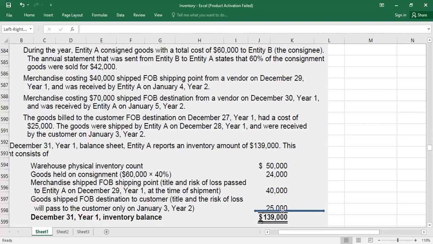Okay. So now if you make a total: 50,000 plus 24,000 plus 40,000 plus $25,000, it means your inventory at the end of year balance should be $139,000. So I hope this is clear.